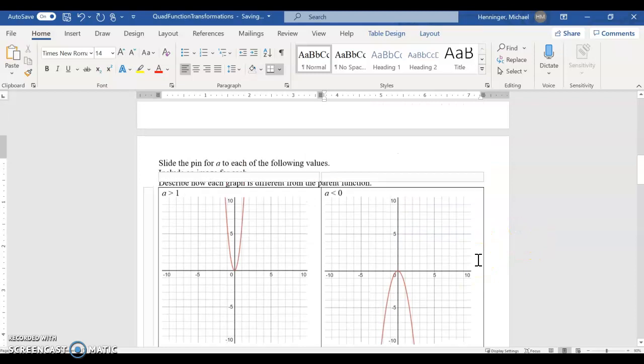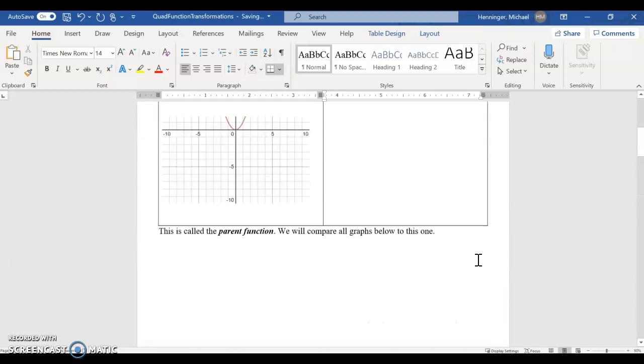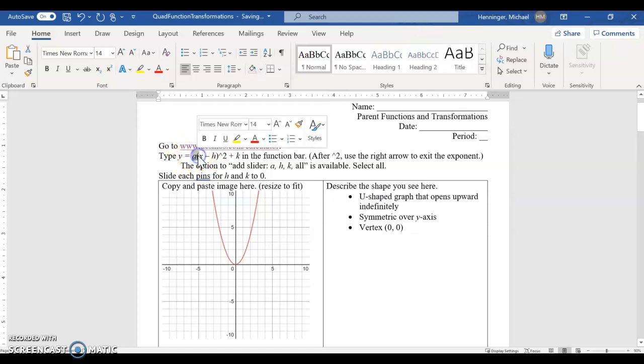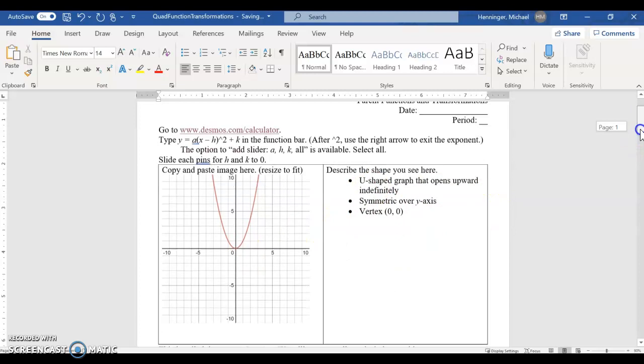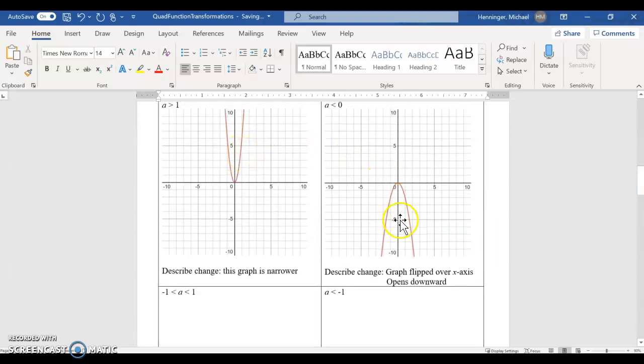Okay, so this is what we want to do. We want to look at what happens when we just put certain values in for each of those constants, because like we talked about with linear functions, y and x in these equations are the variables. But there's constants, and what those constants, a, h, and k, are going to affect the overall shape of the graph. Okay, now we notice they're all still U-shaped graphs, but this one's narrower, this one's flipped upside down.